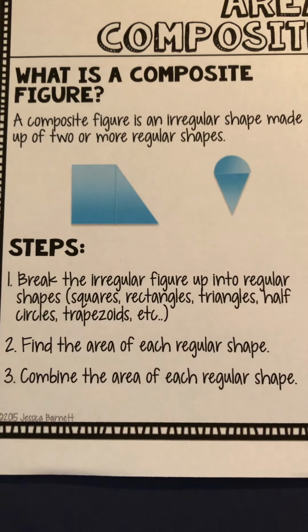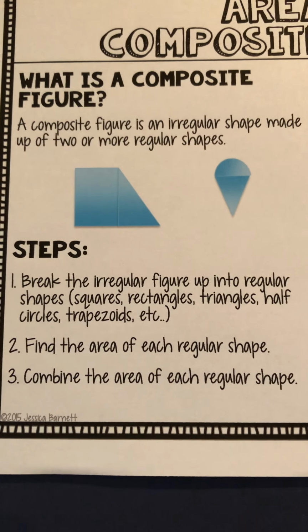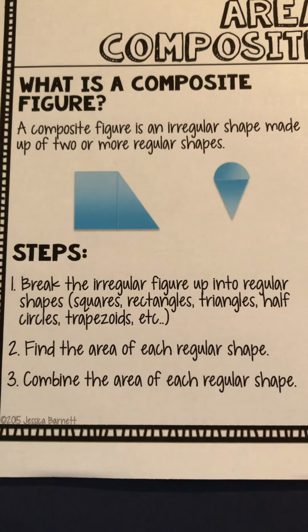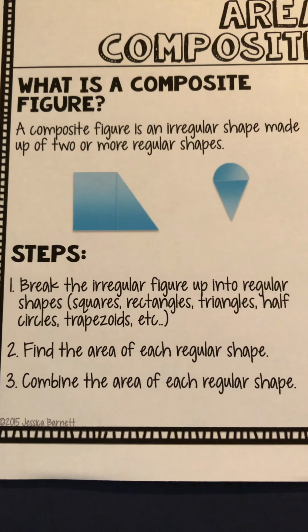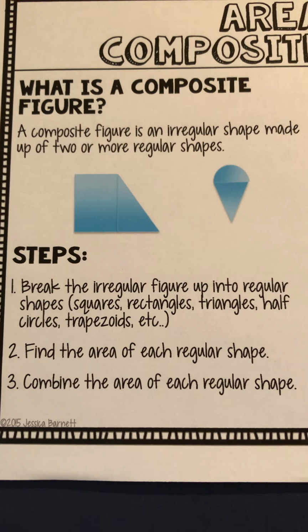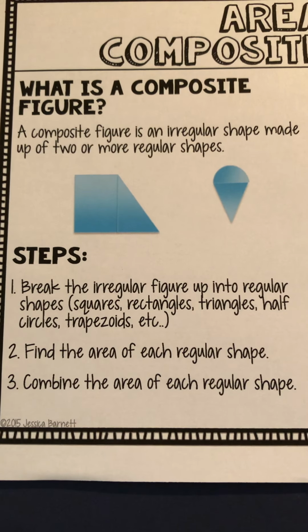All right, so steps to find the area of a composite shape. Step 1, break the irregular figure up into regular shapes like squares, rectangles, triangles, half circles, trapezoids, etc. Number 2, find the area of each regular shape. And step 3, combine the area of each regular shape. So here combine would mean add them together. So calculate each area using each separate area formula and then add them all together.